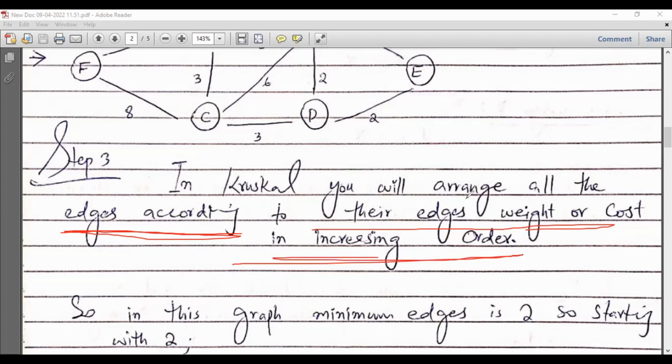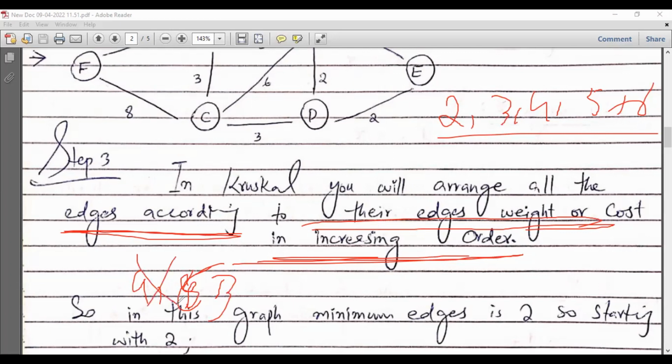What is the meaning of increasing order? Let's say you have the edge weights; you need to write them as one, two, three, four, five, six, from lowest to highest. This is the ascending order. So you have to select the edges according to their weight or cost in increasing order. It will never happen that you write four and then three. No, this is wrong. You need to write three, and then four, in increasing order. Your number is always increasing. If your number goes decreasing, then you are doing it incorrectly. So these are the simple steps you need to follow in Kruskal's algorithm.